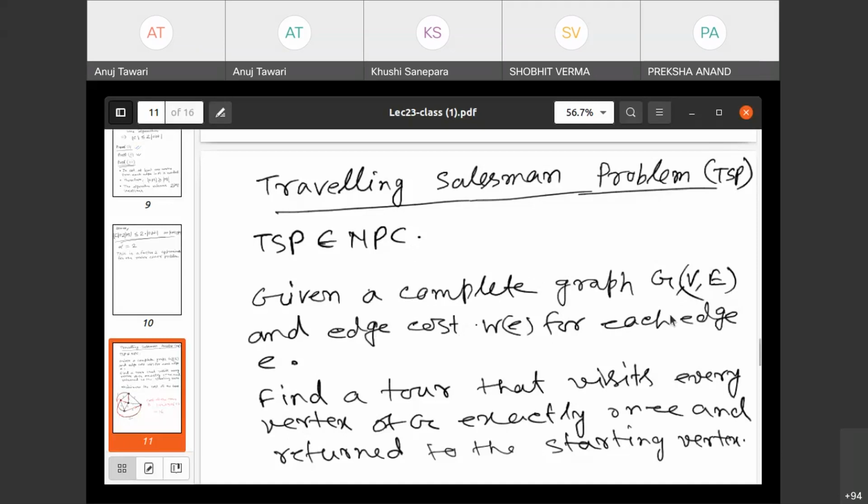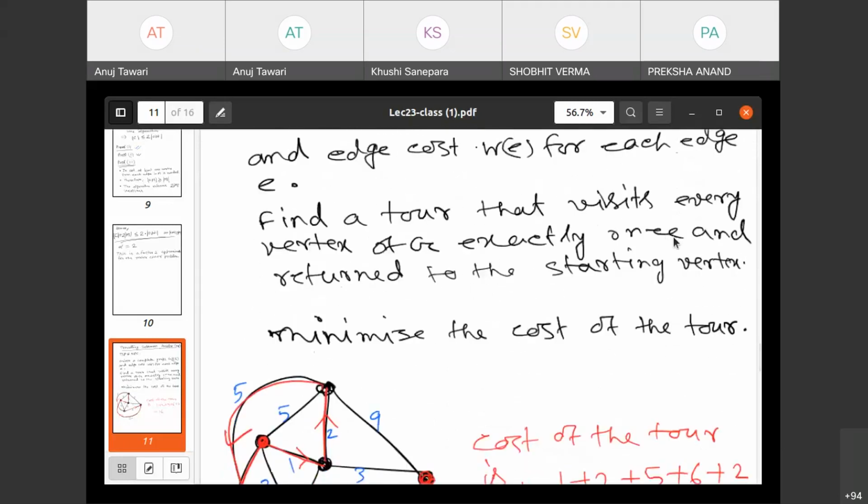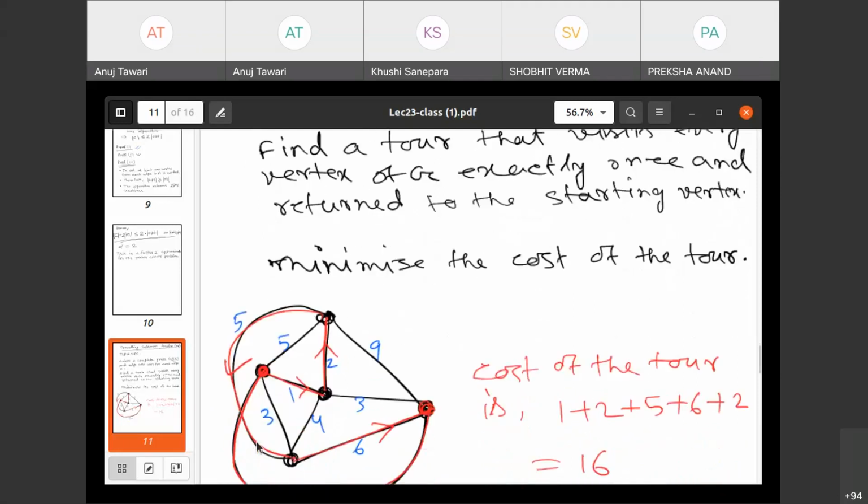Okay, so you have some edge cost w_e for each edge e, and you want to find a tour that visits every vertex of G exactly once and returns to the starting vertex. So you can think of it as some salesman. He starts from an origin city and goes to every other city, but he doesn't want to visit any city twice. So he wants to visit them exactly once and then finally return back to the original city. But he also wants to cover all these cities. So what we want is, we are given the distance between any two cities, and we want to visit every city exactly once and return back to our original city. So you are given these distances and you want to find the minimum cost of such a tour.